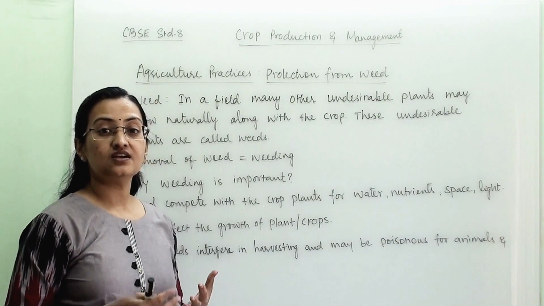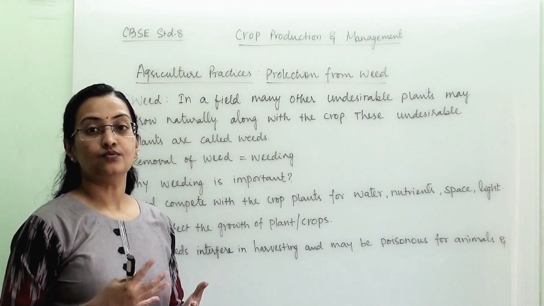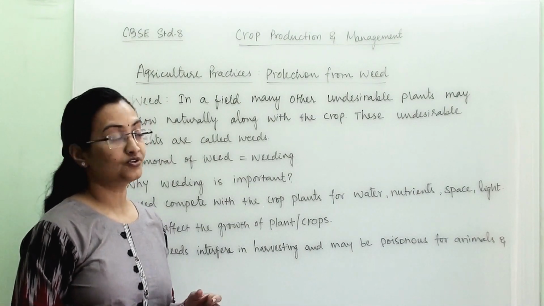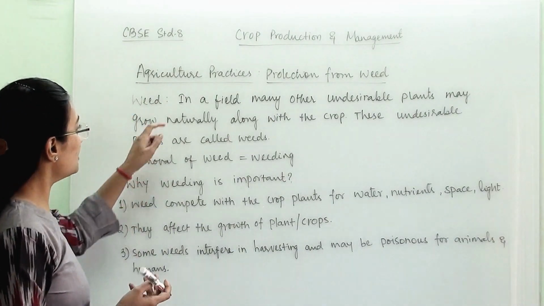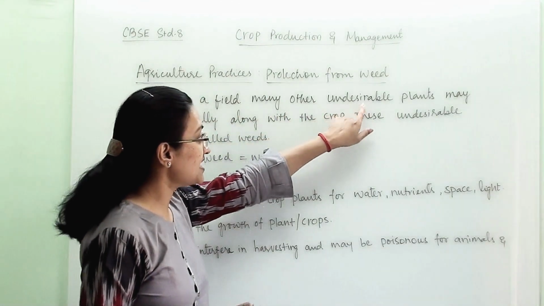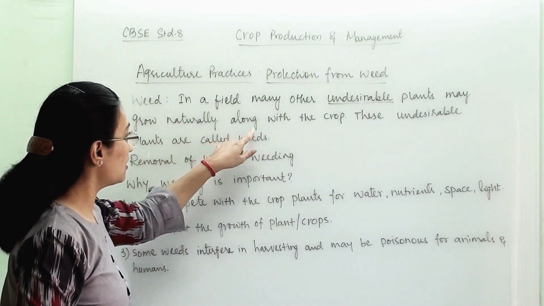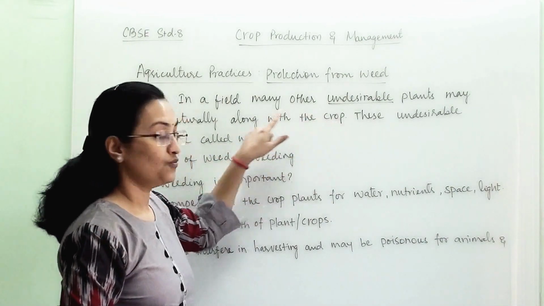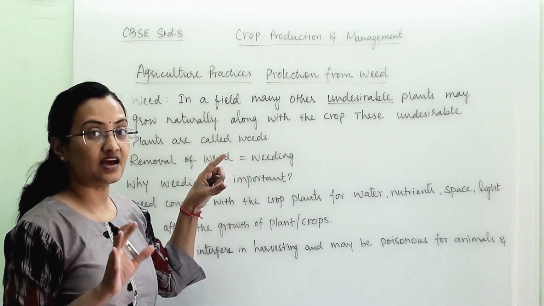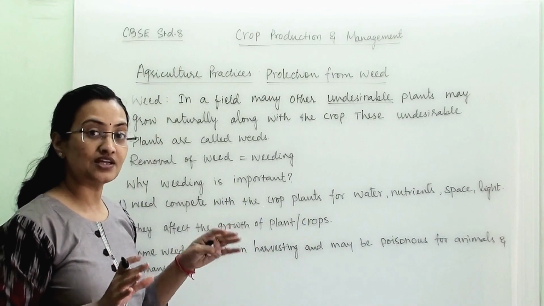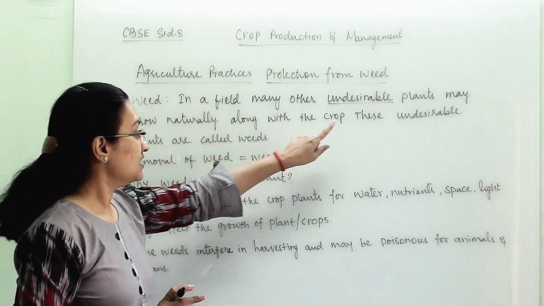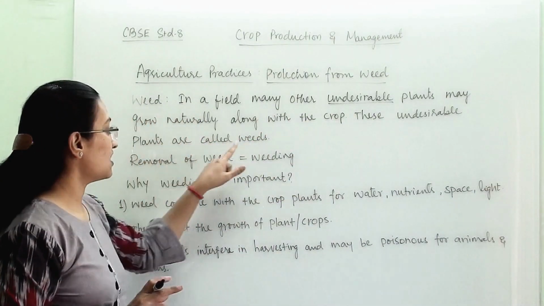Now let us understand what a weed is and why we need to protect our crop from the weed. In a field, many other undesirable plants may grow naturally along with the crop. We are not planting their seeds. They are undesirable. They will grow naturally along with our crop. These undesirable plants are called weeds.